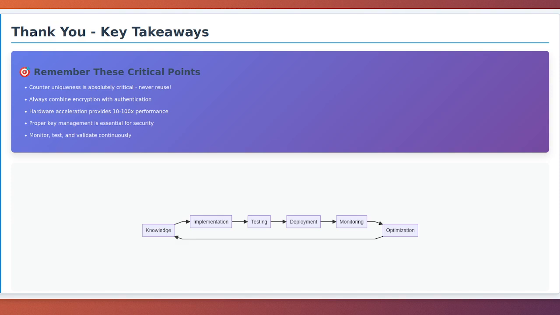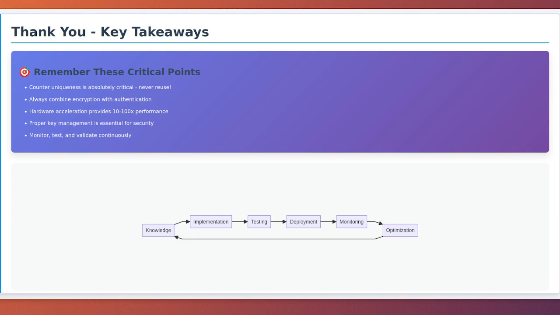As we look to the future, ESP with AES-CTR will continue evolving to meet new challenges. Post-quantum cryptography will require protocol updates to handle larger keys and different mathematical foundations. New authenticated encryption modes will provide better performance and stronger security guarantees. Hardware acceleration will become even more sophisticated, with inline processing eliminating CPU overhead entirely. And automation will increasingly handle the complex task of managing thousands or millions of security associations in cloud-native environments.